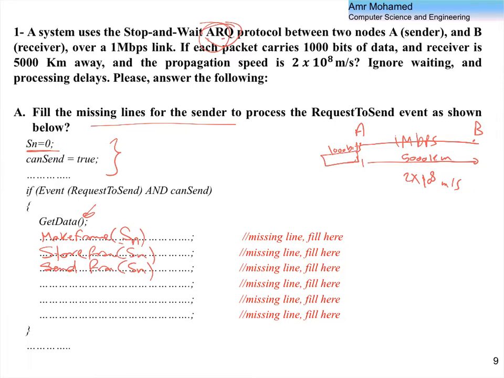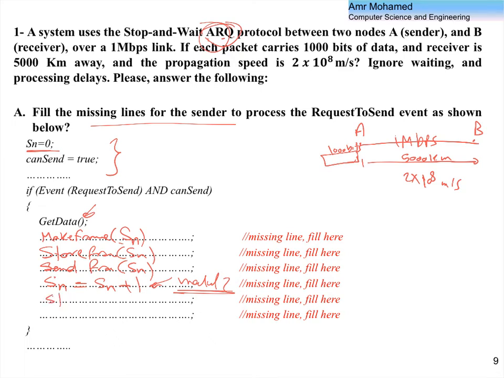So there are three things we need to do here. The first thing is that SN needs to be incremented. Once you send, you always have to increment the sequence number. But this is modulo 2, which means it goes 0, 1, 0, 1, 0, 1. And we need only two sequence numbers. We don't need more than that. Okay? So, what else?